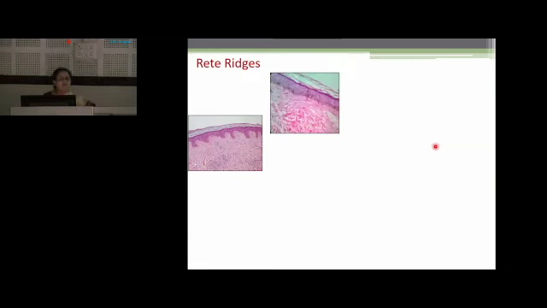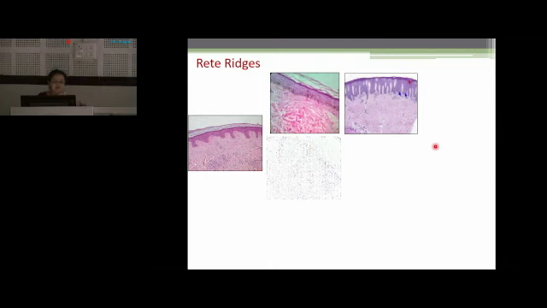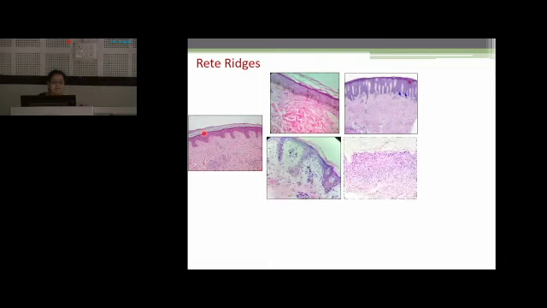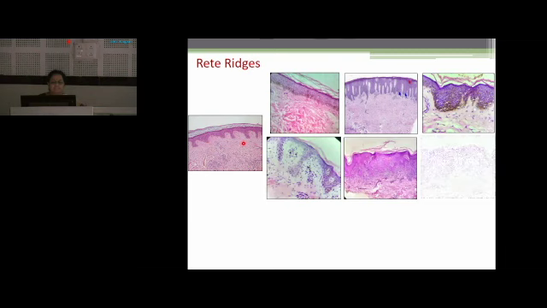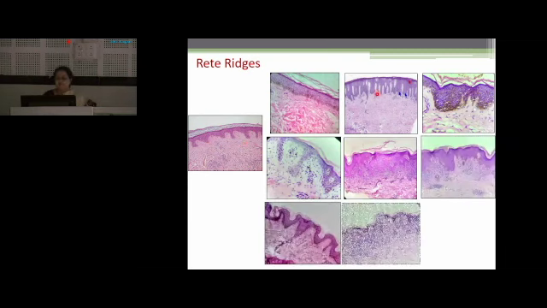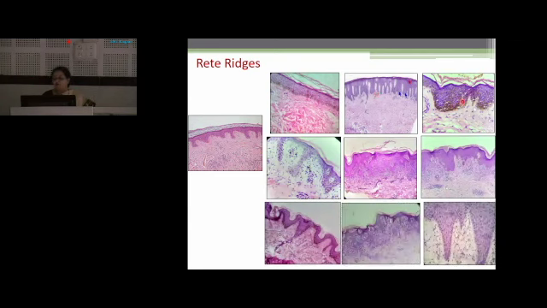Rete ridges. The appearance of rete ridges can be seen. This is normal epithelium showing orthokeratosis and normal rete ridges. There can be flattening of rete ridges. They can show regular elongation, or they may get fused with increase in the pigment at the base of rete ridges, or they may be elongated, thin. They may be irregular, fused. They may be regular with follicular plugging or they may be with pointed ends.